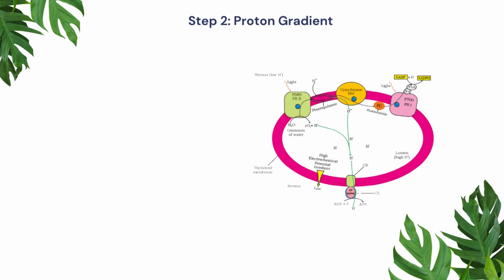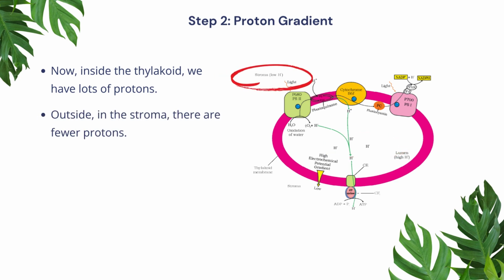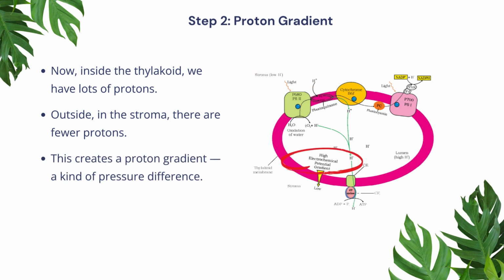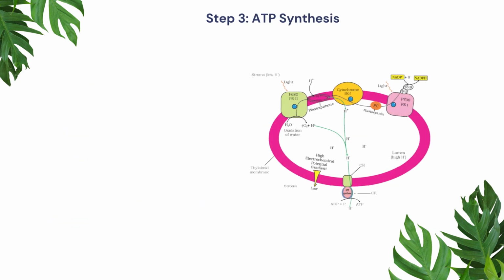Step 2. Proton gradient. Now, inside the thylakoid, we have lots of protons. Outside, in the stroma, there are fewer protons. This creates a proton gradient, a kind of pressure difference. The inside becomes acidic, and the protons want to move out.